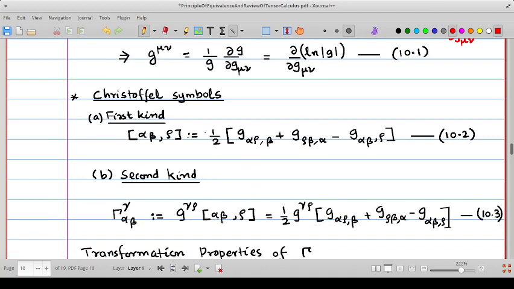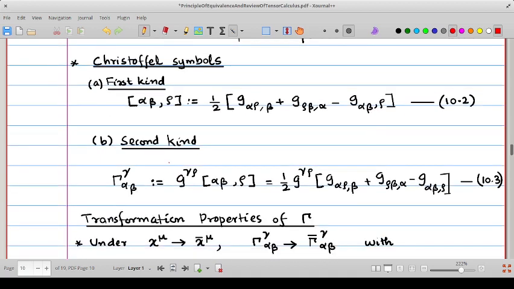Now we review the definition and some of the properties of the Christoffel symbols. The Christoffel symbols of the first kind are defined as [αβ, ρ] equal to half of g_{αρ,β}, where this comma corresponds to derivative with respect to x^β, plus g_{ρβ,α} minus g_{αβ,ρ}.